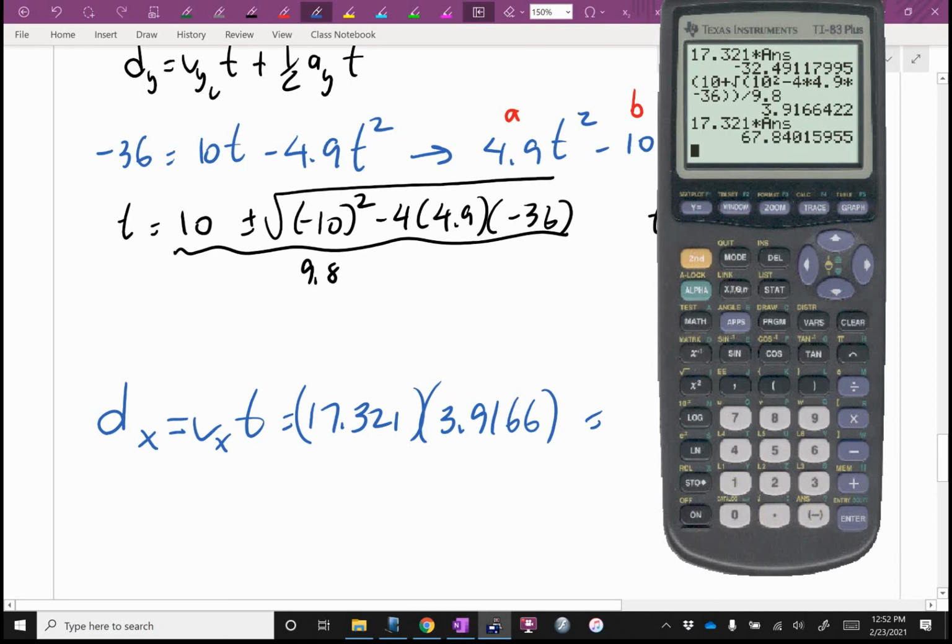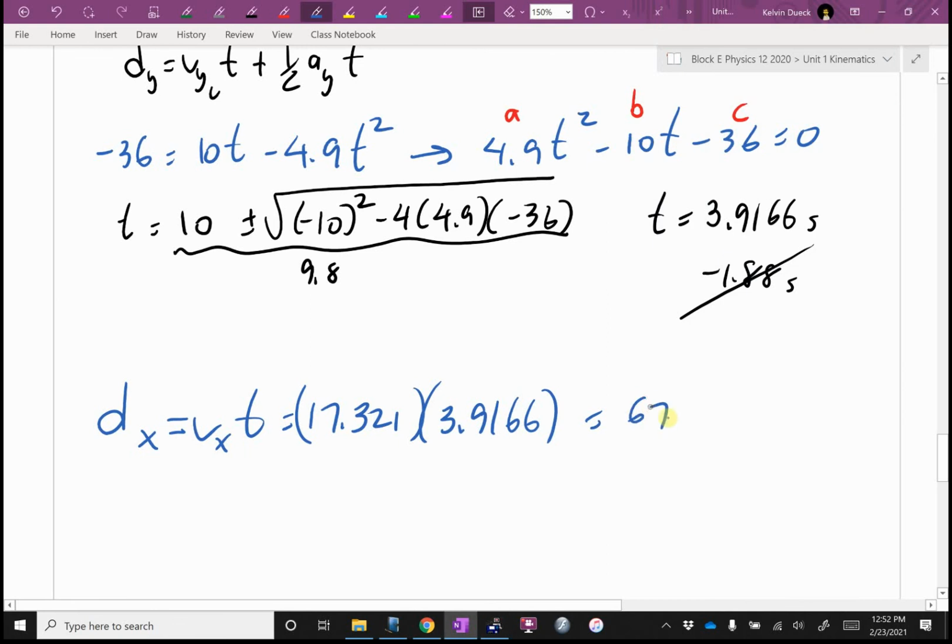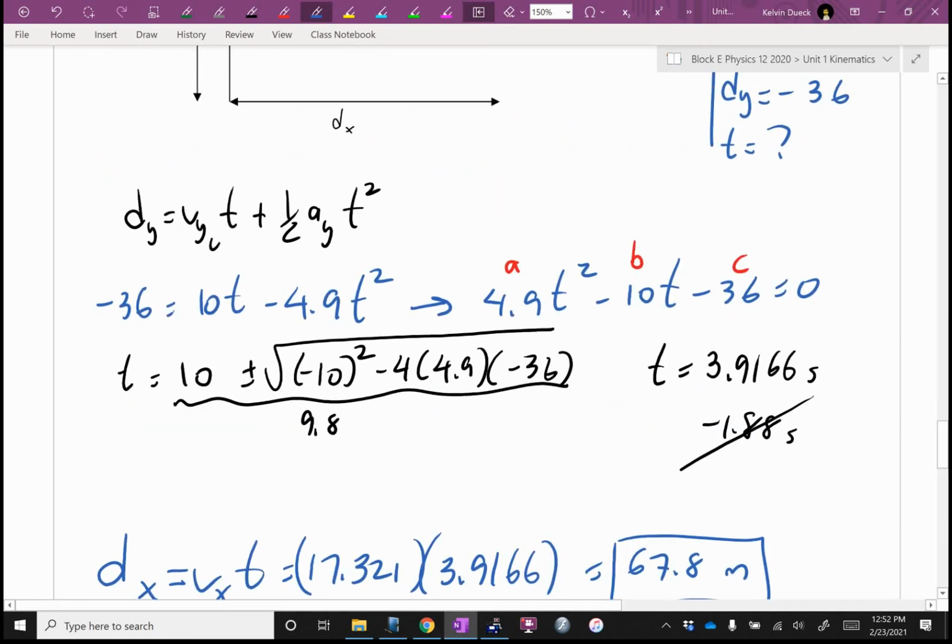Yes. Sorry, what was that? 67.7. So did you use 3.9166 or did you use 3.912? 3.912. Yeah, don't round off so much. I'll give you full credit, but try and avoid rounding off till the very end. Carry some extra sig figs along the way. If you got that, that would give you 7 out of 7.